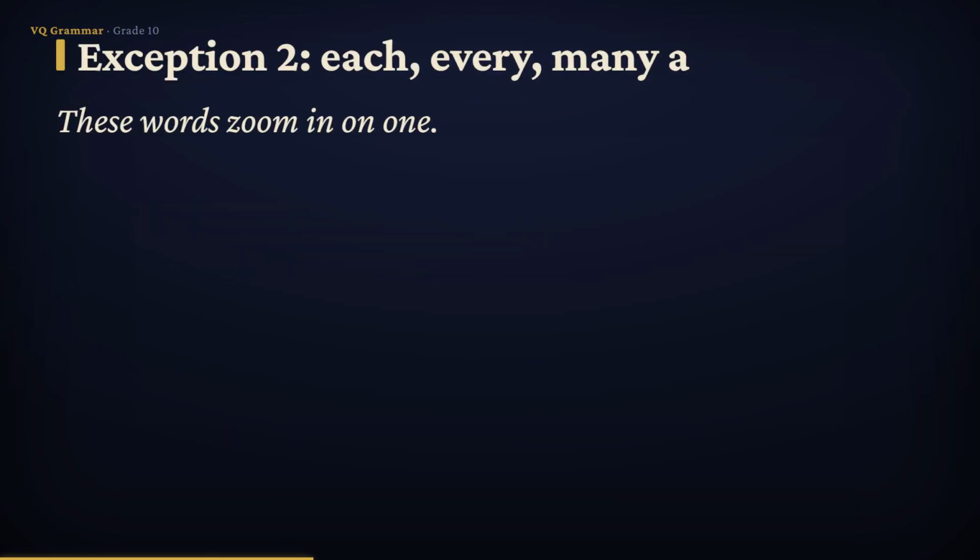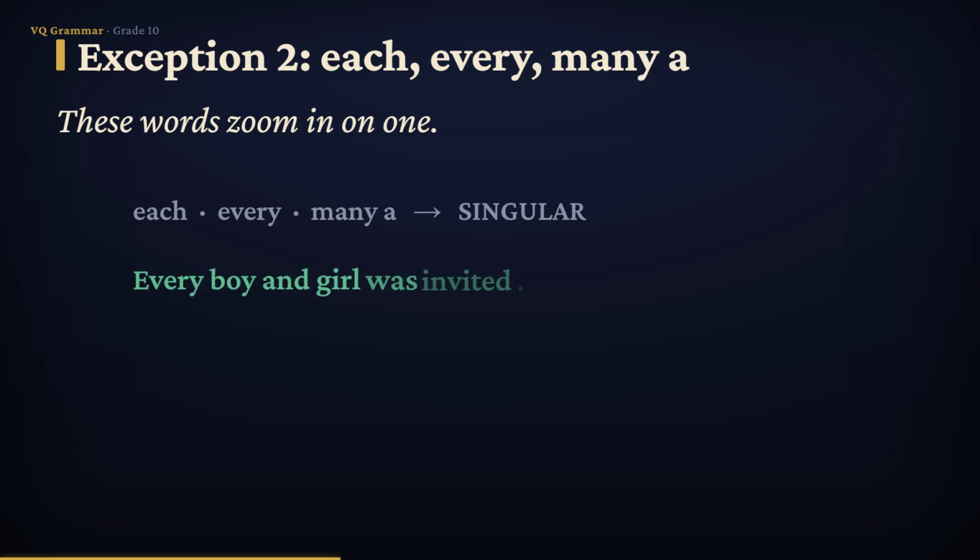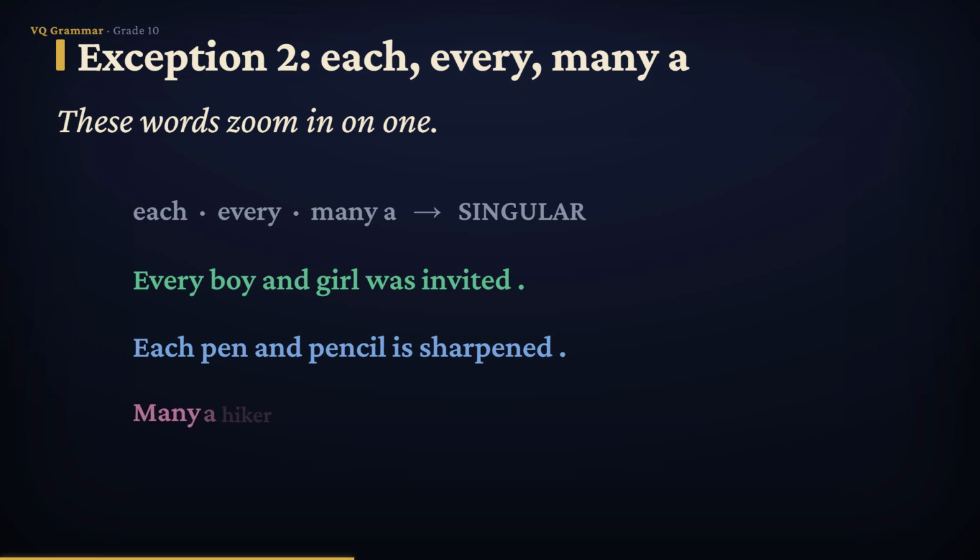There is a second exception, and it is easy to spot once you know it. When the little words "each", "every", or "many a" come in front of a compound subject, the whole thing goes singular, even though "and" is doing the joining. Every boy and girl was invited, not "were", "was". Each pen and pencil is sharpened. Many a hiker and climber has camped on that ridge.